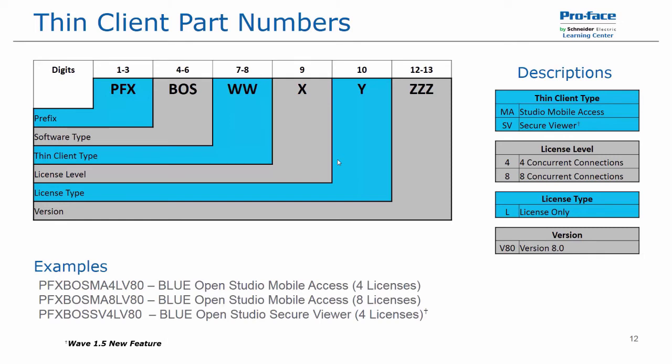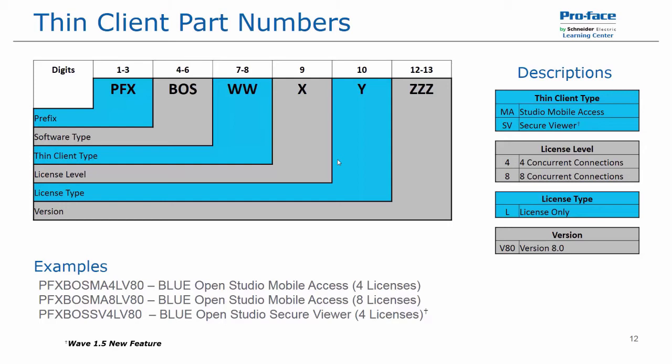for the thin clients. So the examples at the bottom, the first part number is a Blue Open Studio Mobile Access 4 license part number. And as you can see, you have license levels of 4 or 8. And by default, the software installation includes 1 SMA and 1 Secure Viewer thin client connection. And these licenses are for the number of concurrent or simultaneous connections.